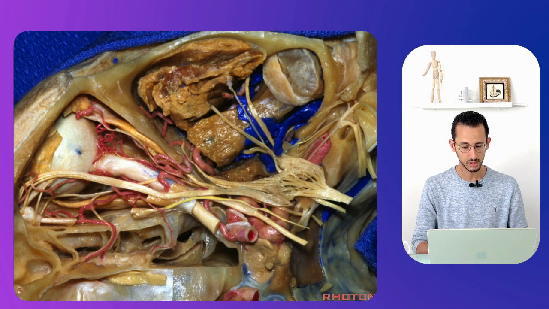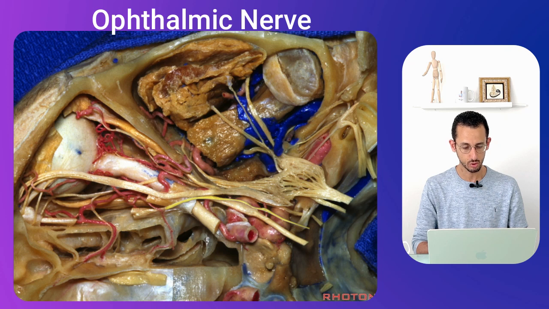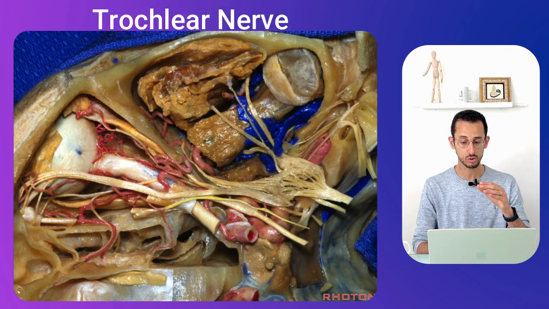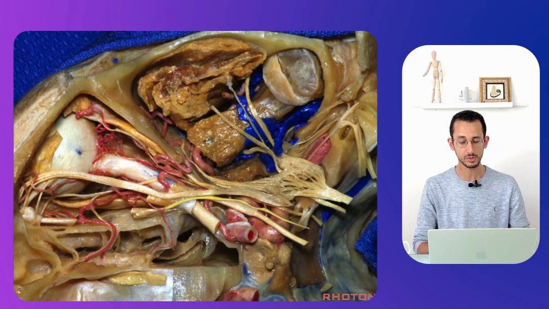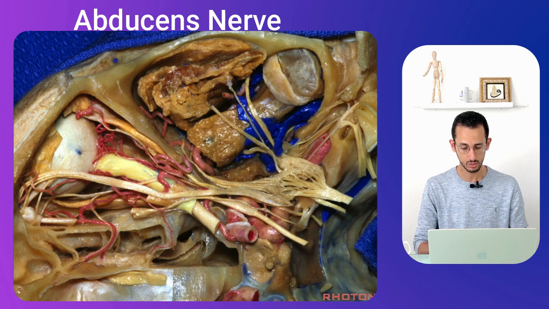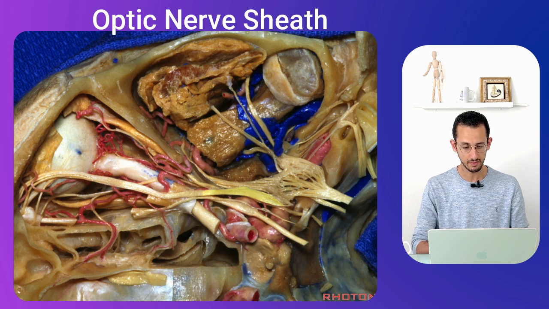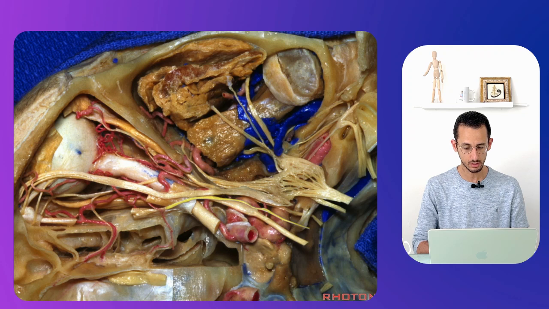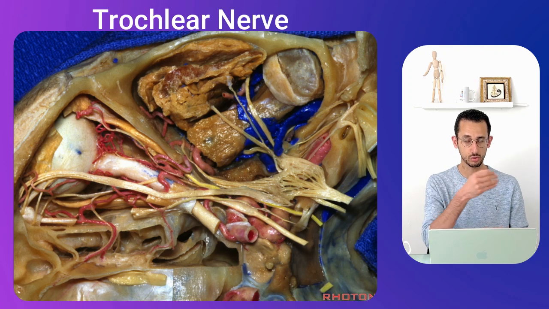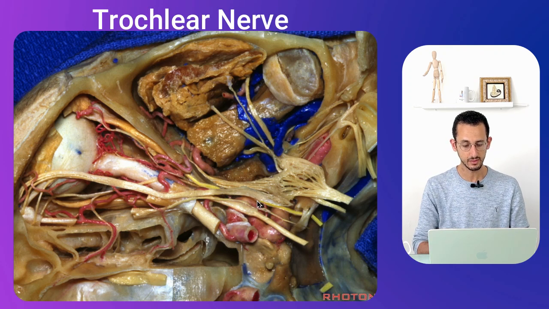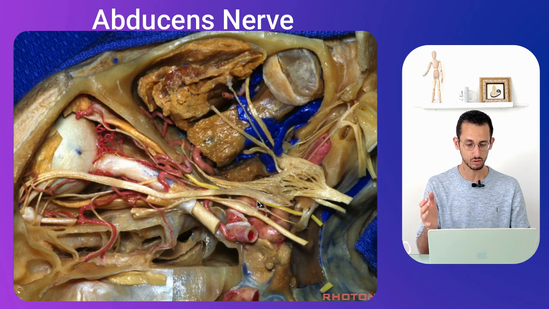Then the ophthalmic nerve and the trochlear nerve basically cross on top of the optic nerve in the apex of the orbit, while the abducens nerve remains lateral. So if we go again, we have the optic nerve, we have the optic nerve sheath, and then we have the ophthalmic nerve and the trochlear nerve crossing over on top, and the abducens nerve is staying lateral to the optic nerve.